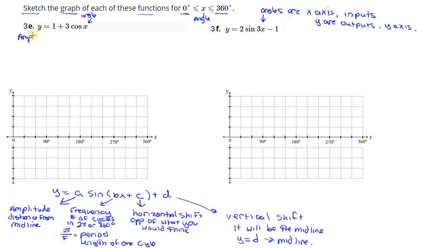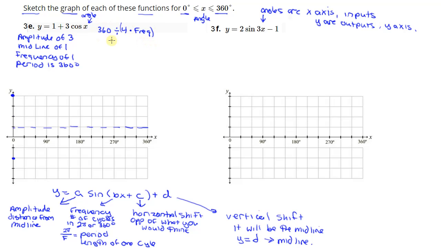So here clearly the amplitude is 3. That's 3 times cosine. And then the midline is going to be 1 because there's this 1 that's been added. And the frequency is 1 because there's just 1x. And then the period is going to be 360 because 360 divided by 1 is 360. So that means if I've got my midline sketched, it can't go higher than 4 or lower than -2. Now what I'm going to do is take 360 degrees and divide it by 4 times the frequency, which gives me 90.